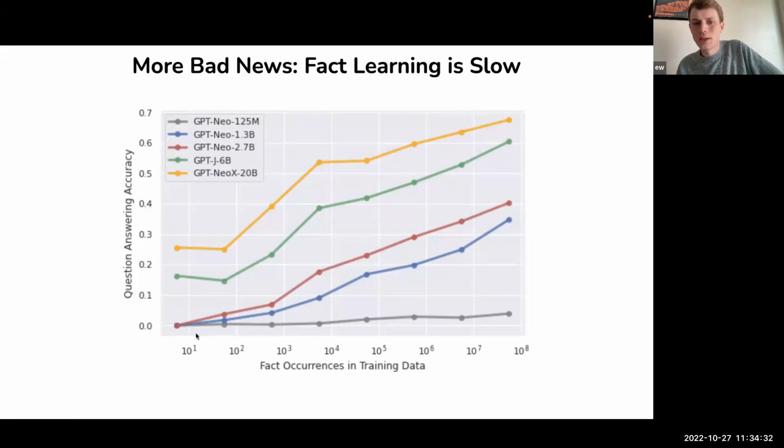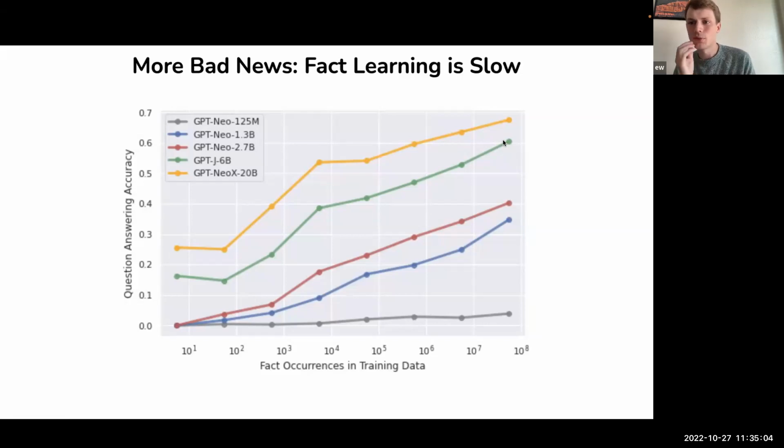And I think the sad thing is that the privacy people are very happy that duplicates are a factor, because they can just deduplicate the data and remove a lot of the privacy risk. The fact learning people are very upset about this because it shows that things that are rare on the internet are going to be really hard to capture for language models. For example, if something shows up just 10 times, models might be getting somewhere between 0 and 20% accuracy on it, but on really common facts models are doing really well.